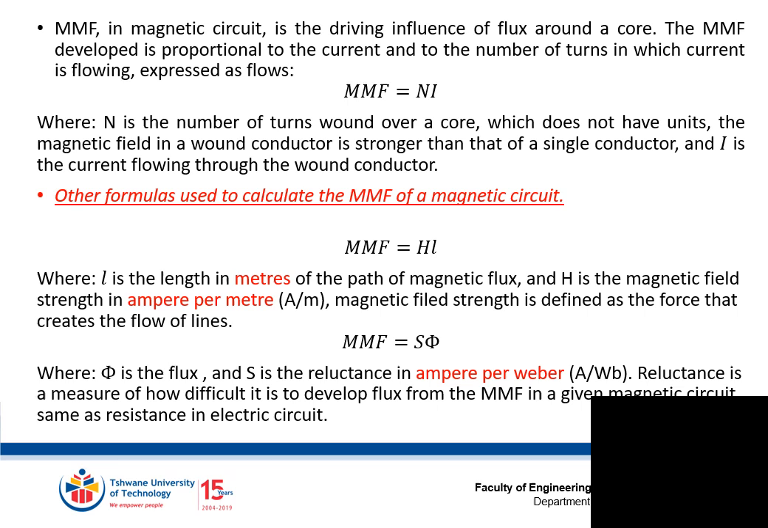Other formulas used to calculate MMF in a magnetic circuit are MMF equals H L, where L is the length in meters of the path of magnetic flux, and H is the magnetic field strength in amperes per meter. Magnetic field strength is defined as the force that creates the flow of lines. MMF equals S times Φ, where Φ is the flux and S is the reluctance in amperes per Weber. Reluctance is a measure of how difficult it is to develop flux from MMF in a given magnetic circuit. So reluctance is the same as resistance in an electric circuit.